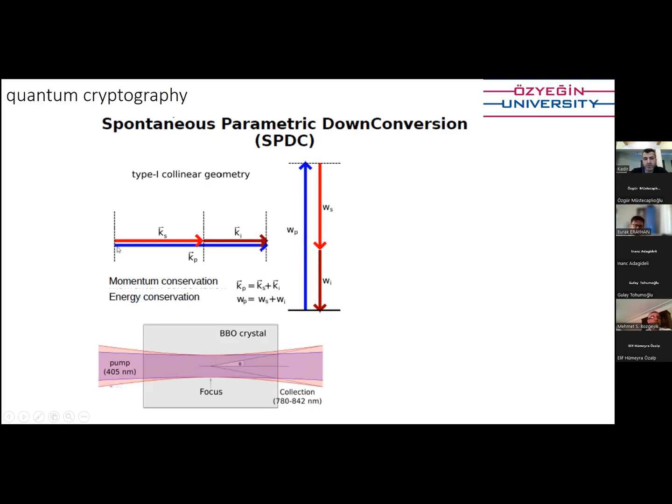And the momentum has to be conserved as well. The momentum of the incoming photon should be the same as the sum of the signal and idler photons' momenta. But remember that this is just collinear geometry. It can also form a triangle like this. It can be like this.